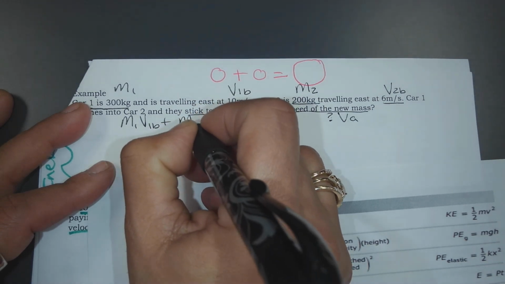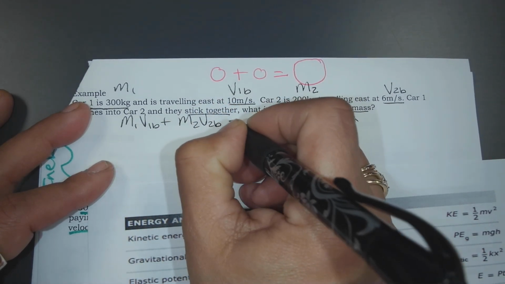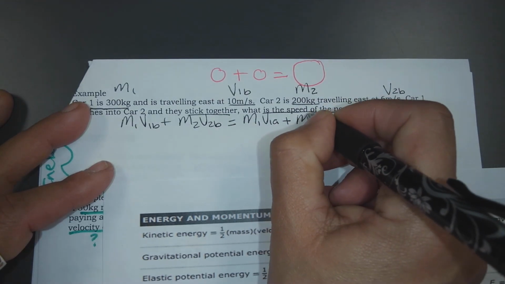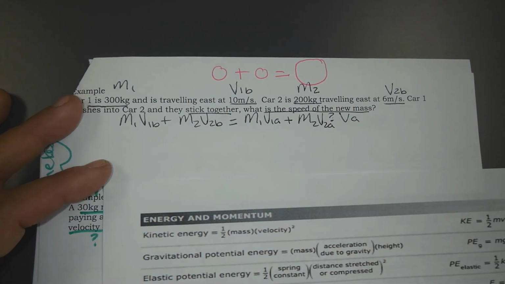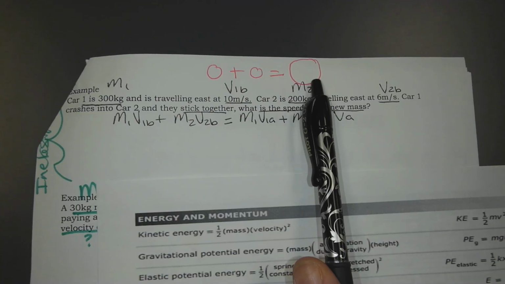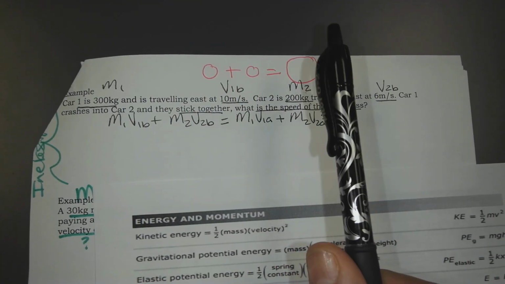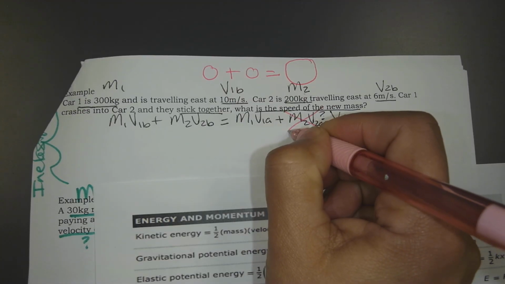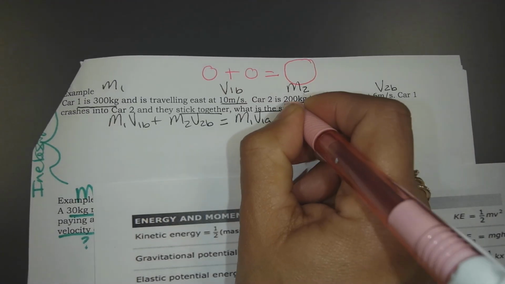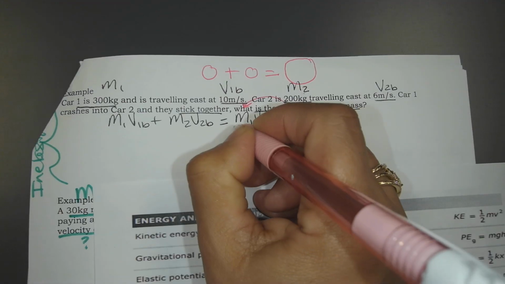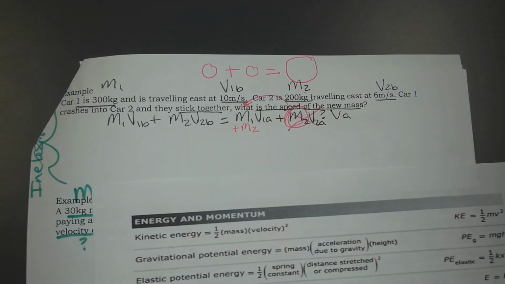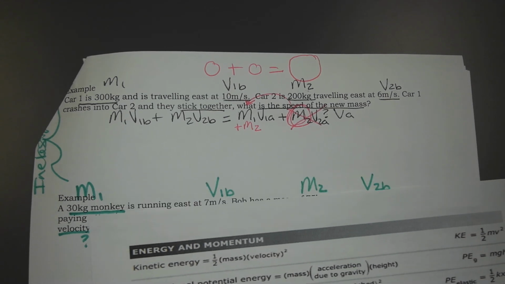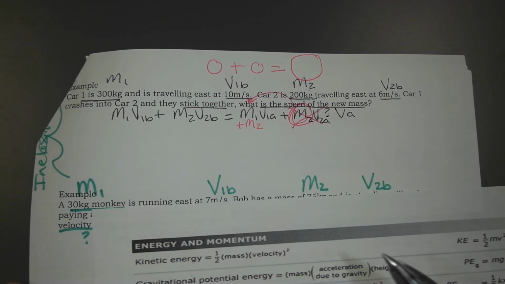M1V1B plus M2V2B equals M1V1A plus M2V2A. Now, over here with my drawing, on the right side, I only have one object. So I need to cancel something out. But I cannot cancel out the mass. I'm going to conserve it, and I'm going to say plus M2. Now, hopefully you tried. If you didn't practice this question on your own, that's okay. Do it right now together.